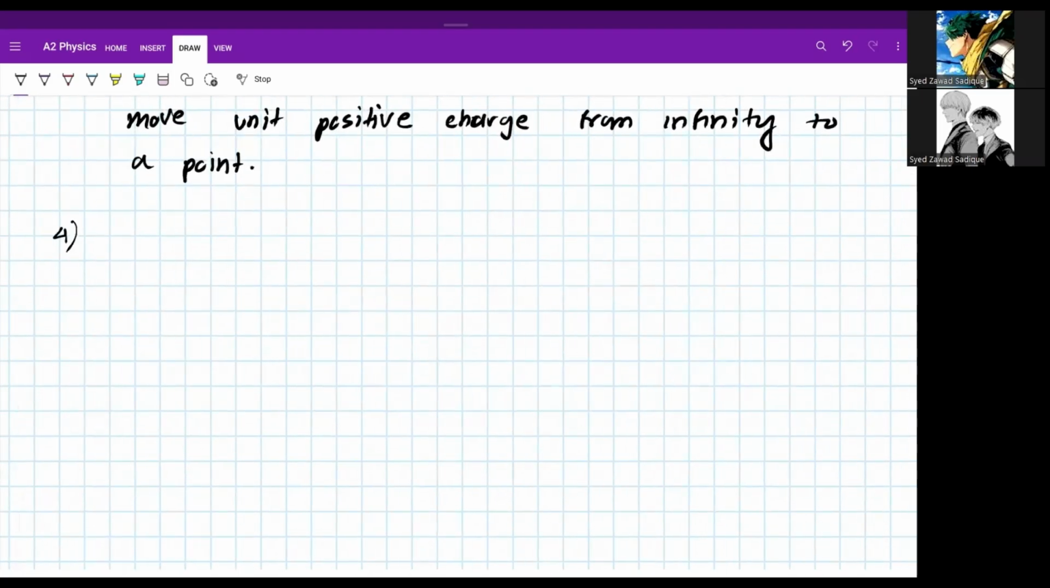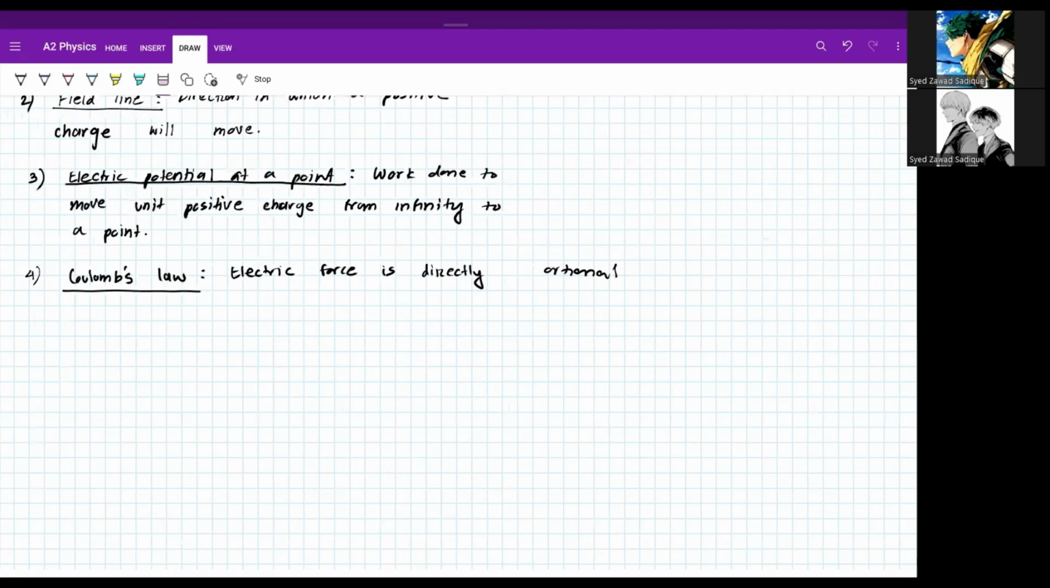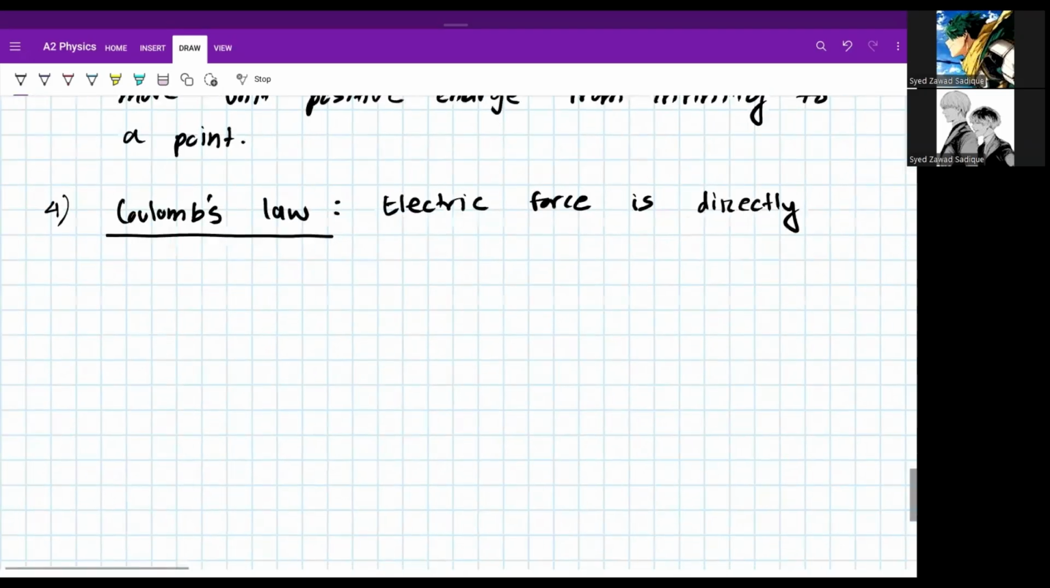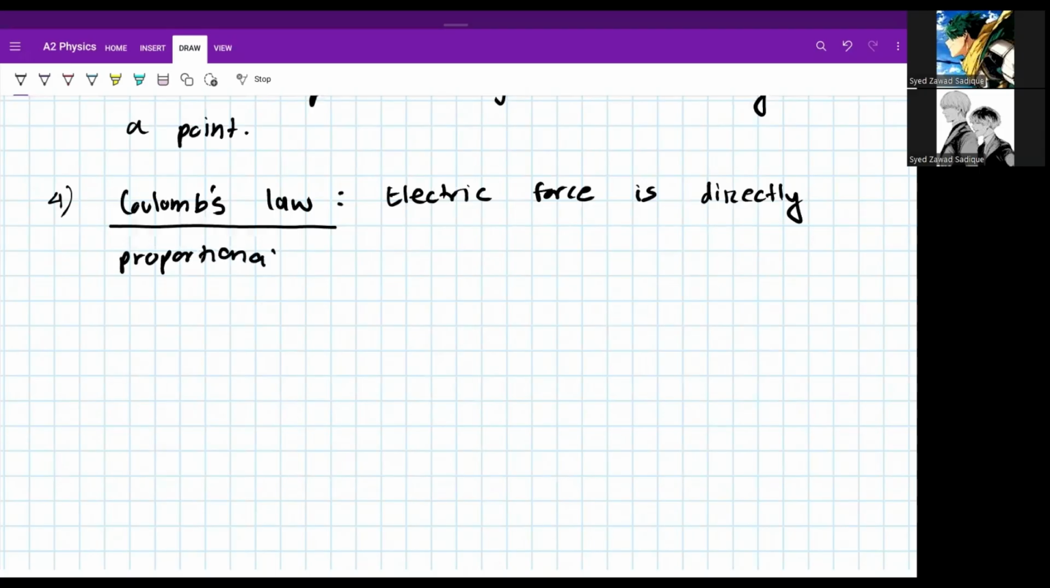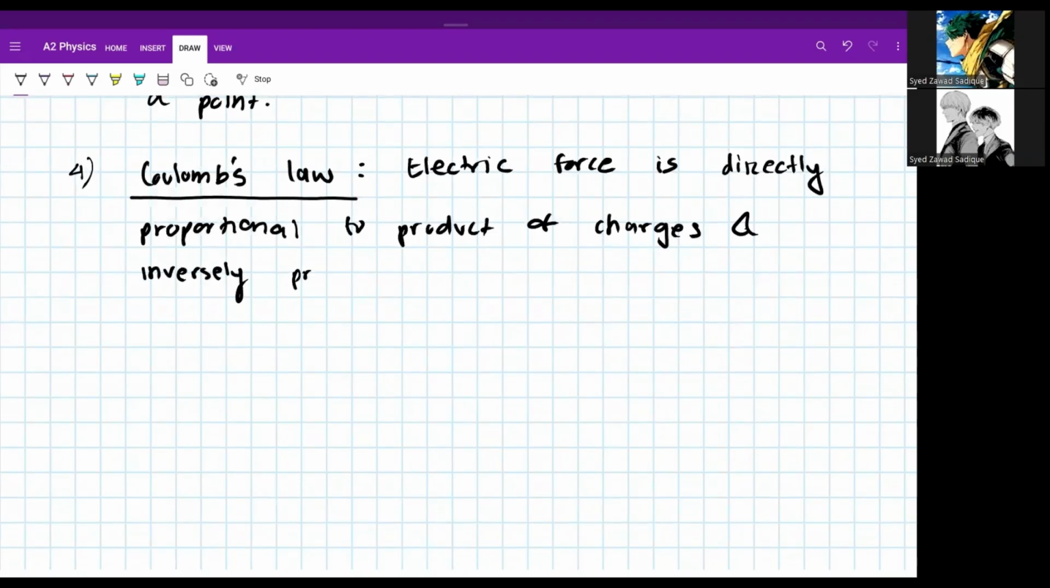Four is Coulomb's law, which is: electric force is directly proportional to the product of charges and inversely proportional to the square of their separation.